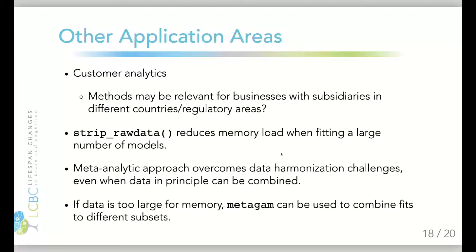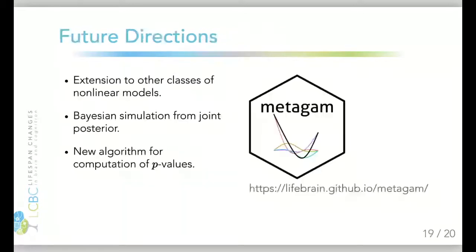Now, in the future, we plan to extend this to other classes of nonlinear models, because the only requirement here is really that you should be able to predict something from the model. Of course, for parametric models like GLMs, there is no point in doing this, because you can already combine the parameters. But say if one group fitted a cubic model and the other group fitted a quadratic model, then it might still be useful in GLMs. We also think about more flexibility in terms of Bayesian simulation from a posterior distribution, and also some novel algorithms for computing p-values of the meta-analytic fits.